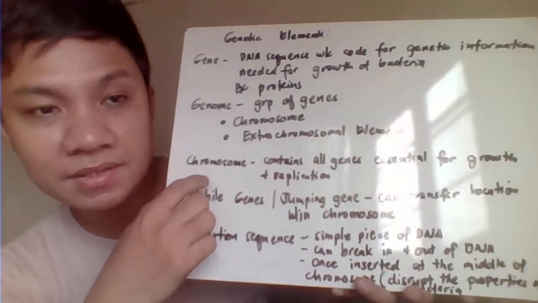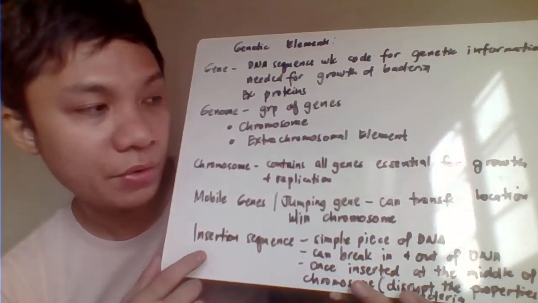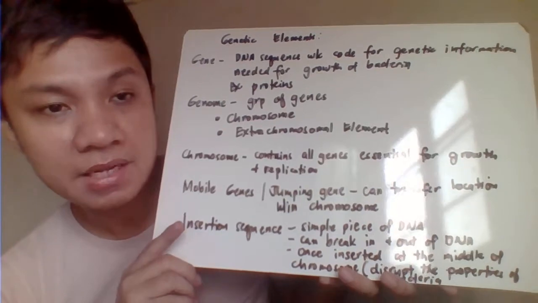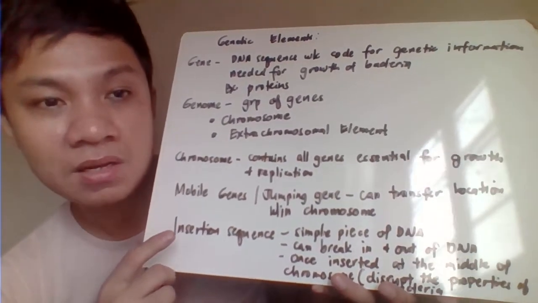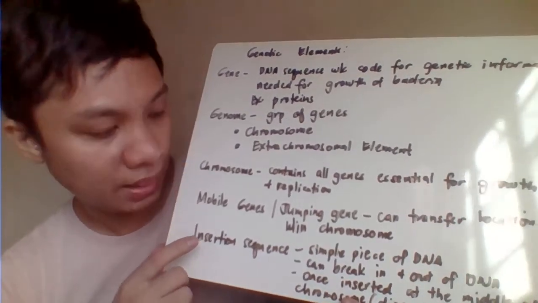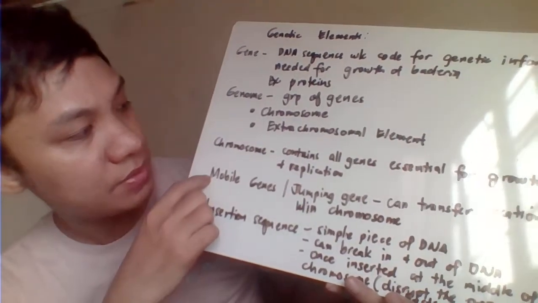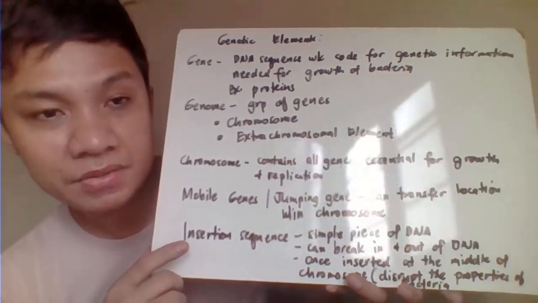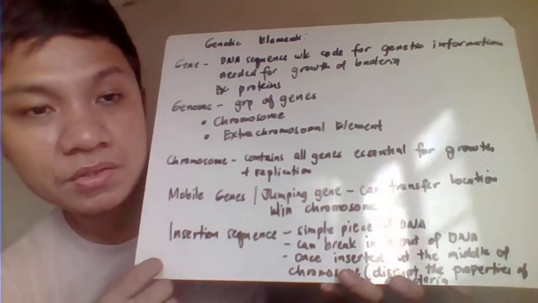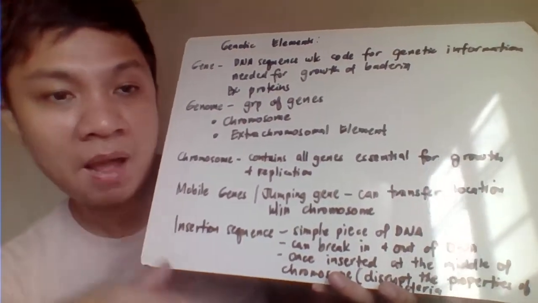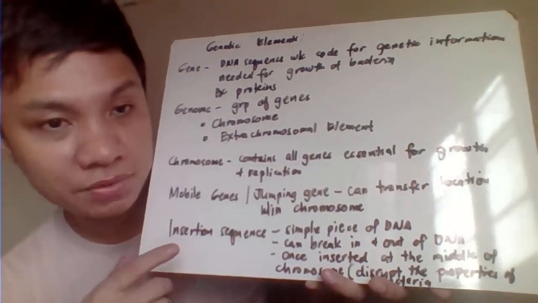Again, the chromosome contains all the genes which are necessary for the growth and replication of your bacteria. And the bacterial chromosome we describe as simple, circular, double-stranded. Then we have the term mobile genes, or your jumping genes. From the word itself, mobile, jumping, these are genes which could eventually jump from one area to another location within your chromosome.